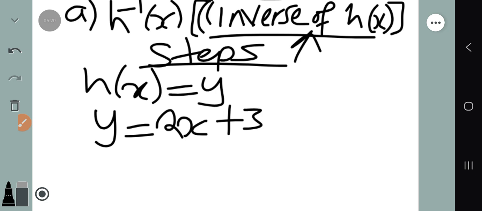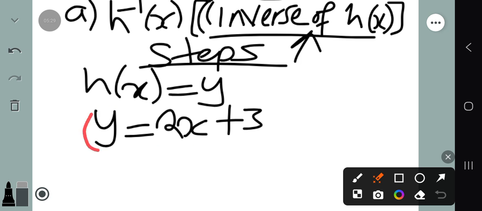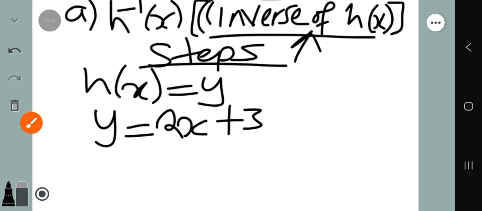The next step is make x the subject of the formula. In this case, y is the subject of the formula. Now let's make x the subject. How do you make x the subject of the formula? We are going to collect like terms, so everything that is not having x is going to be on one side. So the second step is make x the subject of the formula, and you let everything that is not with x be on the other side.